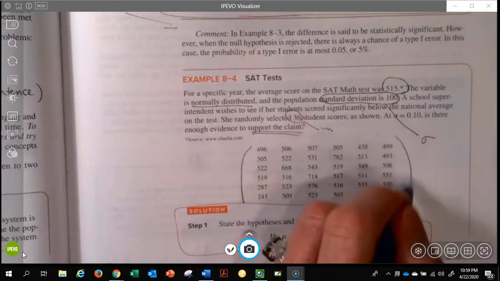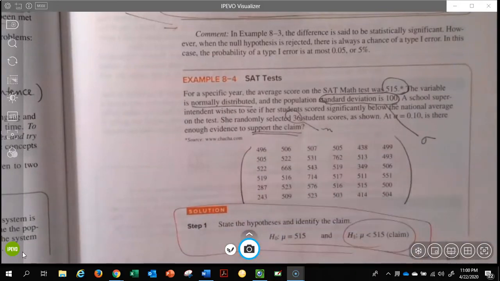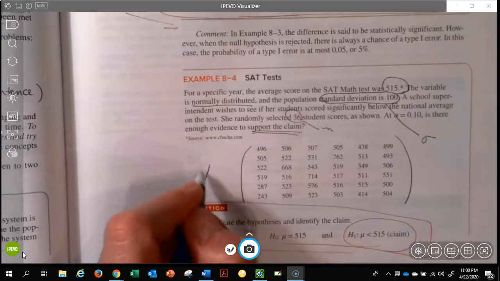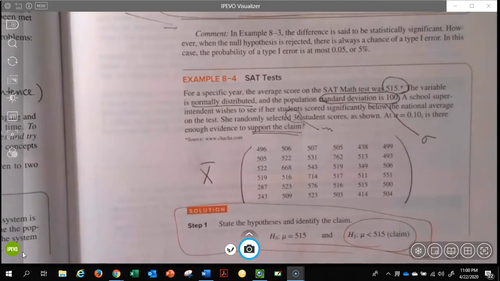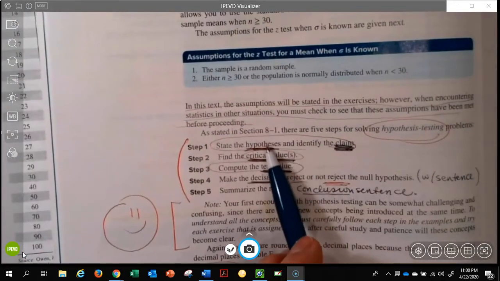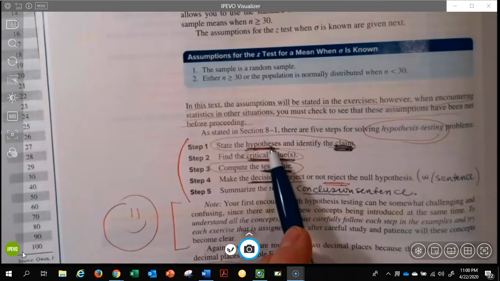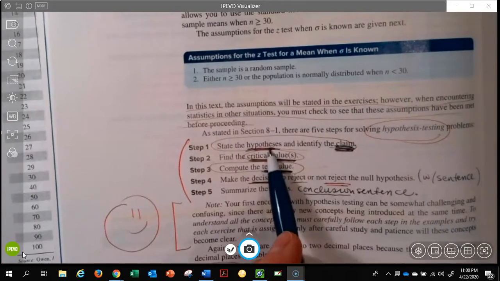So I wanted to go ahead and look at these, because as you can see, they do not hand us X bar. We would need to calculate it, but we are going to be lazy and just use theirs. But remember, just a second ago, I said on the test, you're going to have all of these parts to complete. So here we go. I will ask what are the hypotheses and which one is the claim.